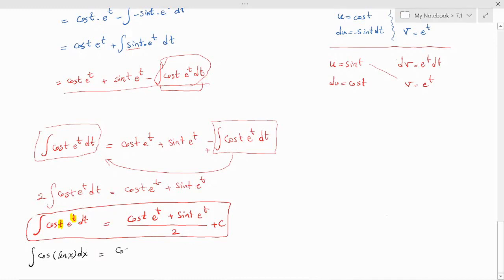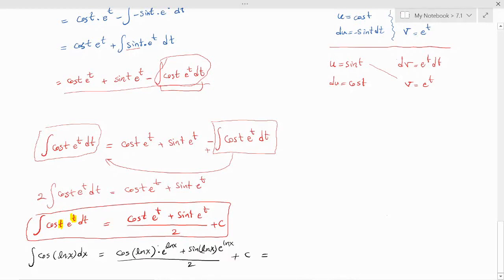So at the end, we end up with this result: cosine t e to the power t plus sine t e to the power t divided by 2. Sorry, I forgot to replace the t. You should have cosine ln x times e to the power ln x plus sine ln x times e to the power ln x, divided by 2 plus some constant.